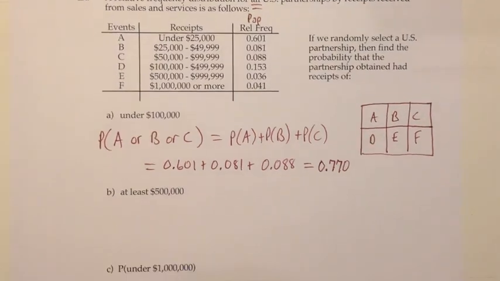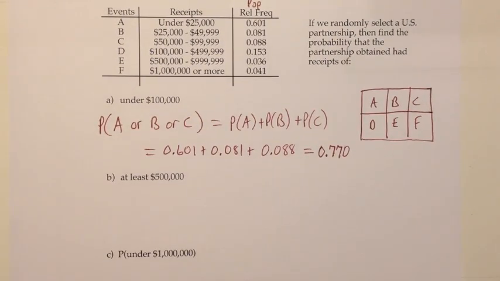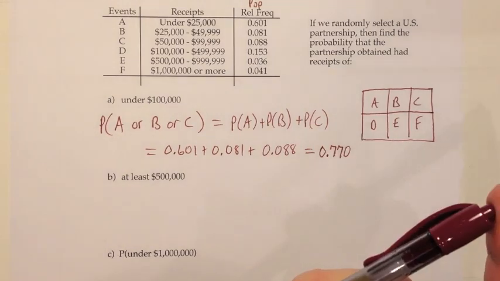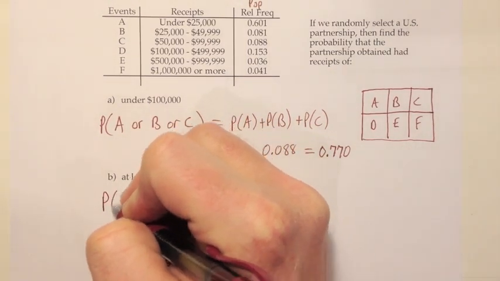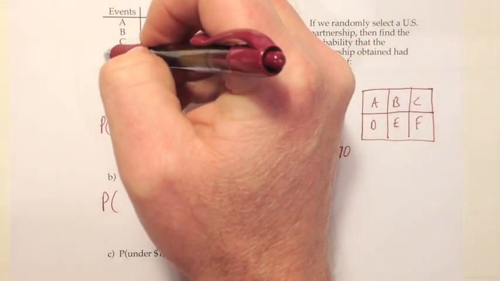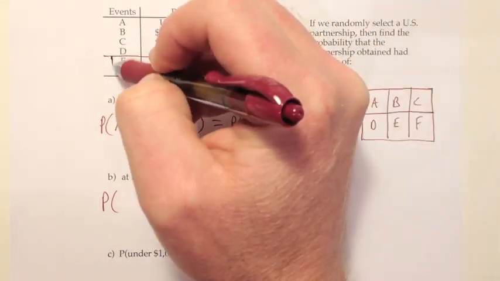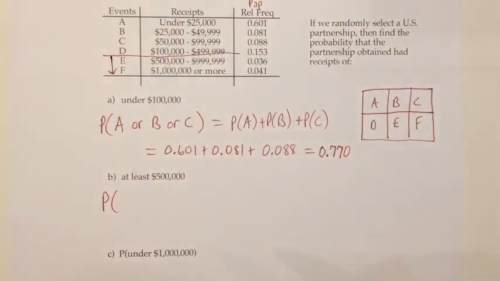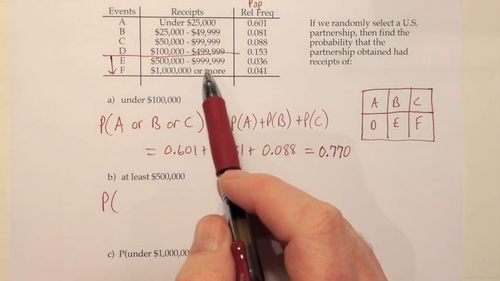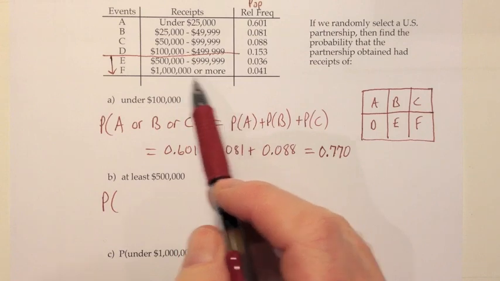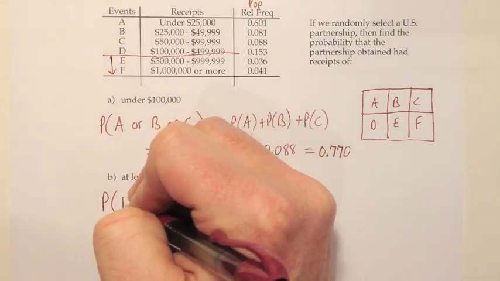Moving on to part B, we're going to keep using the same idea to continue on with these. So at least 500,000 is the next thing they want the probability of. At least 500,000 would be from 500,000 and up. So that would be 500,000 to a million and the million and more category, or events E or F.